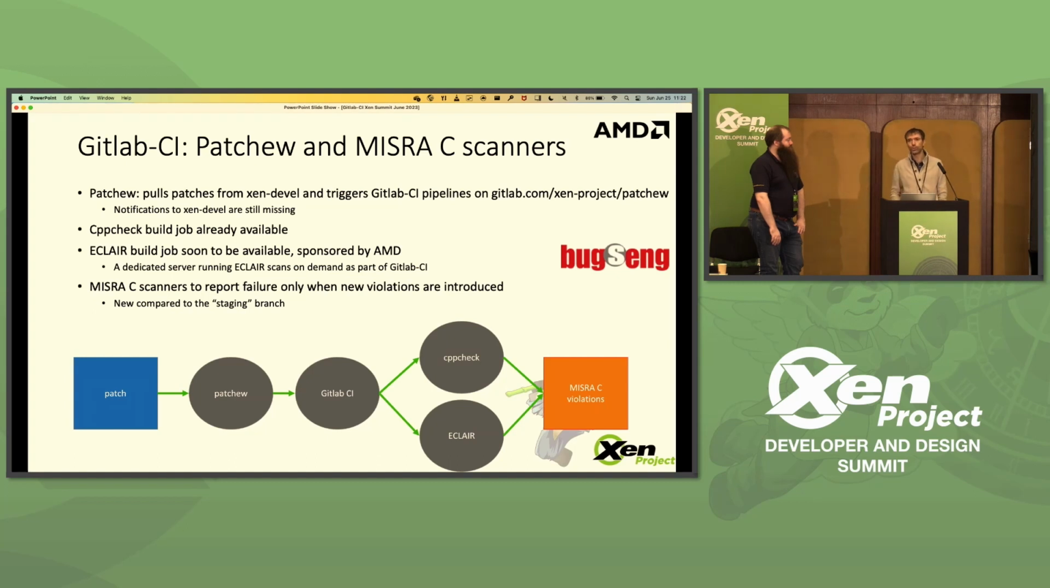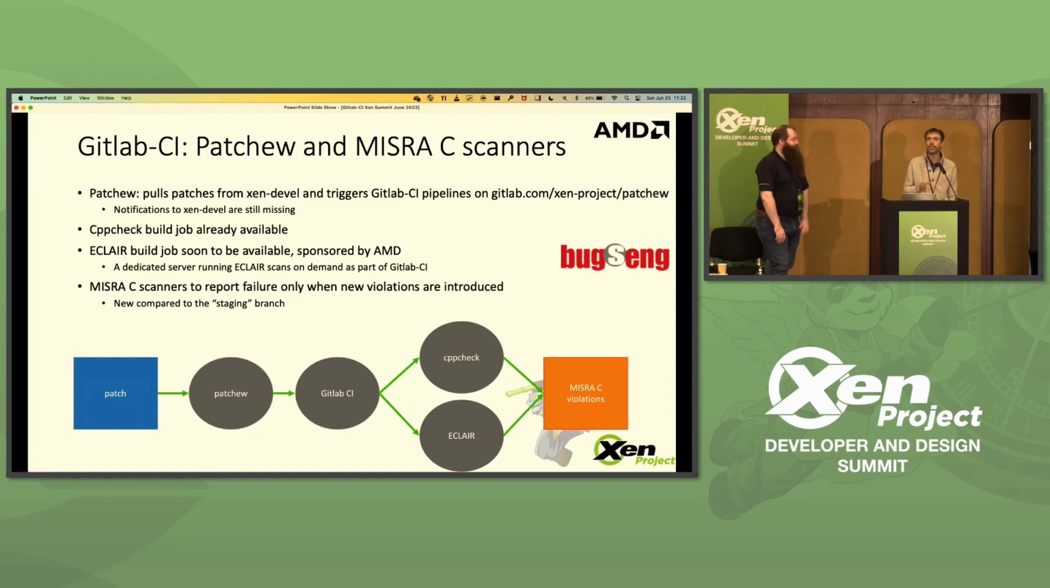And you should see progress here in the next couple of weeks. We are working on adding an Eclair job as part of the GitLab-CI. What this means is that, together with Patchew, we are going to get automatic MISRA C scans from a very, very detailed and accurate MISRA C scanner like Eclair. You should know that Eclair is itself safety certified, to tell you how well written and how accurate it is, on every patch that comes in.